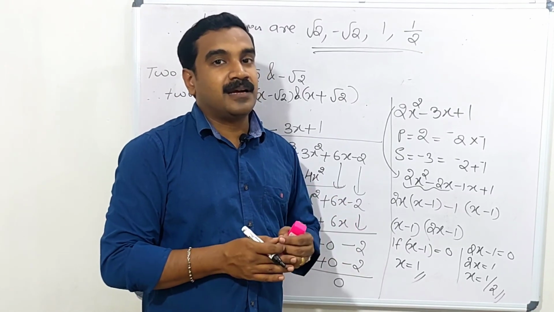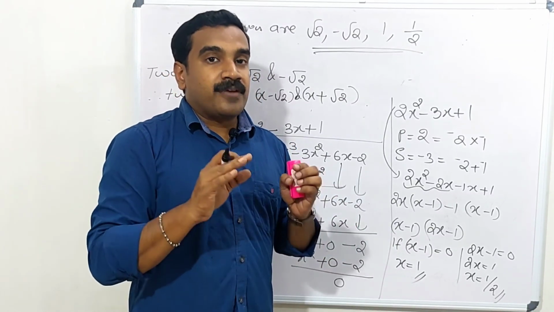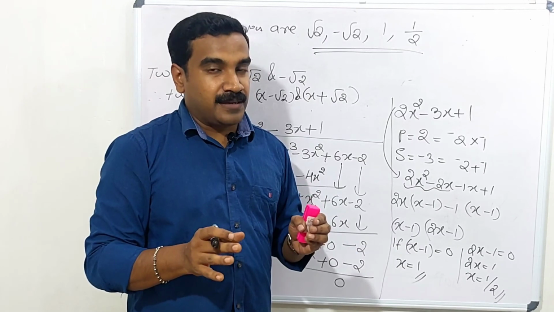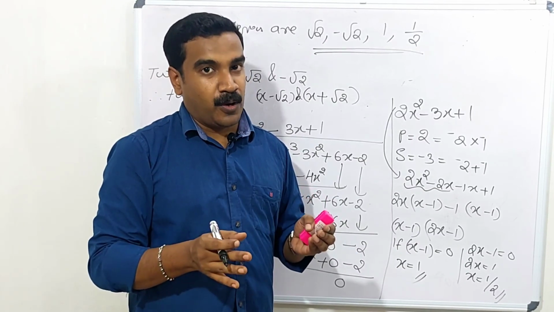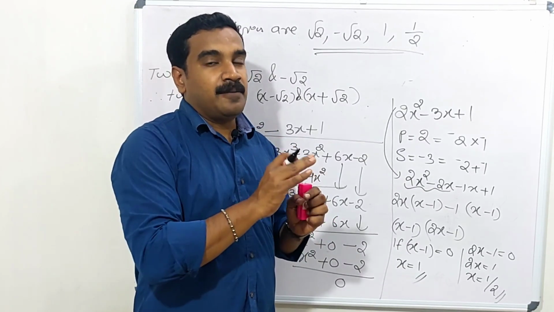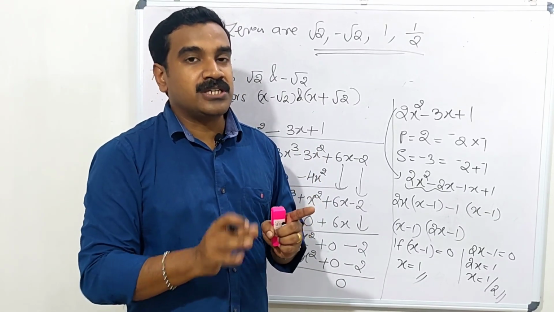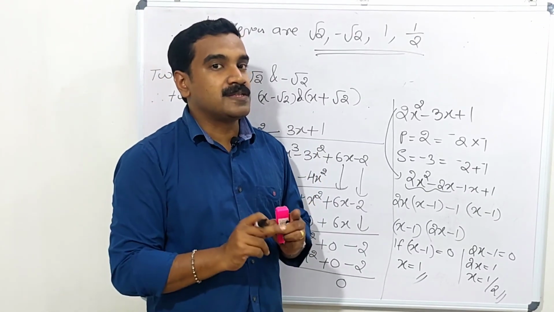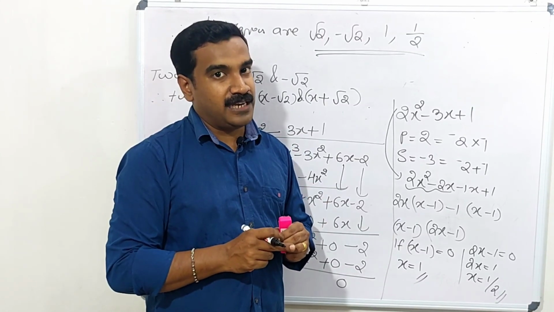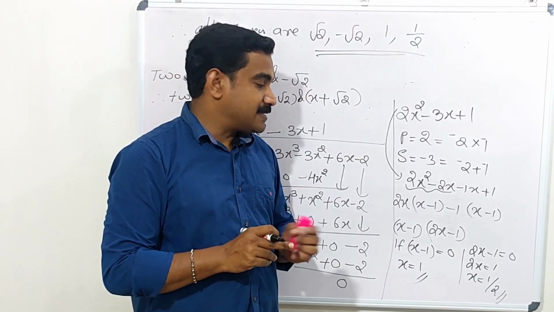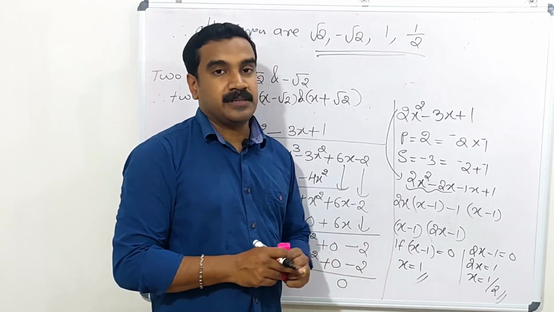I will repeat the method we have done. From the two zeros, make two factors and multiply to make a new polynomial. Divide the given polynomial by the new polynomial and you will get a quotient. Factorize the quotient, equate each factor to zero and find the value of the variable. Those two values of the variable are two more zeros. Okay, this is the method. Hope it's clear.